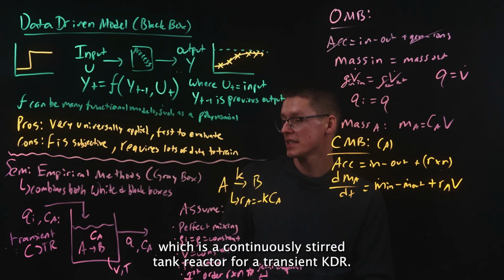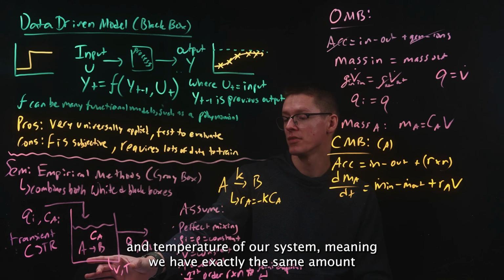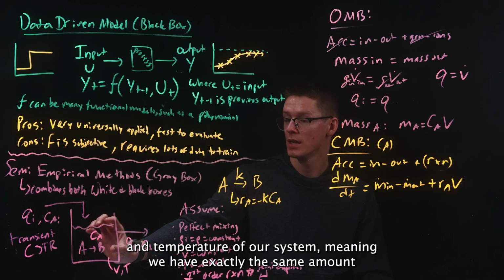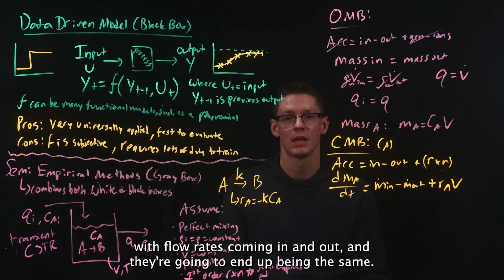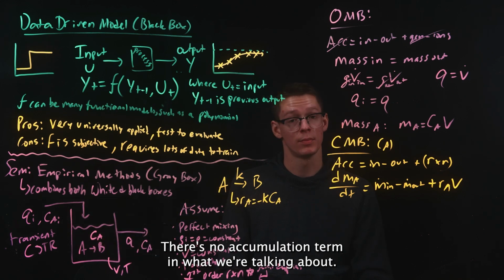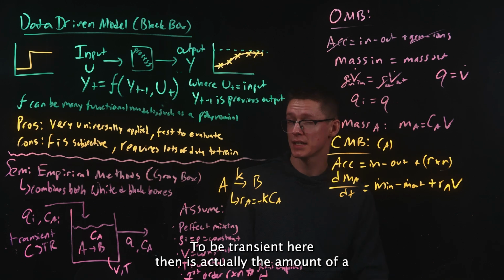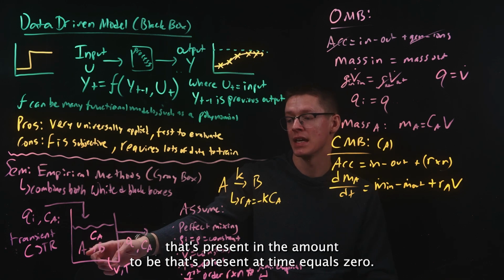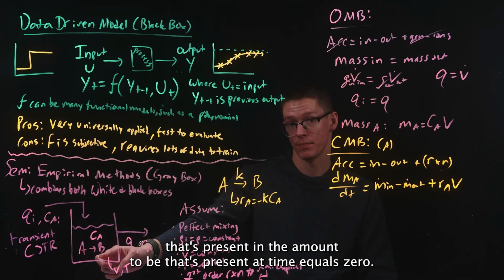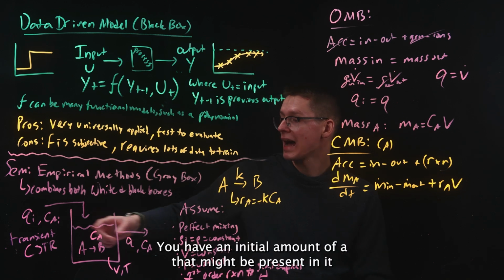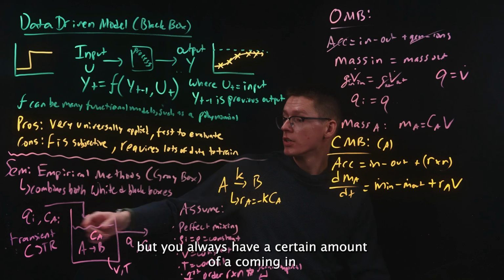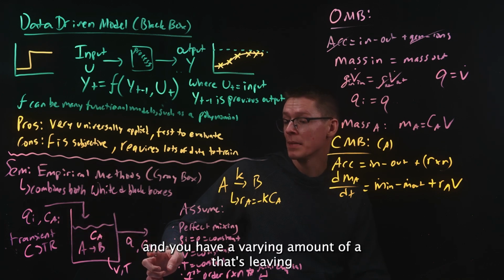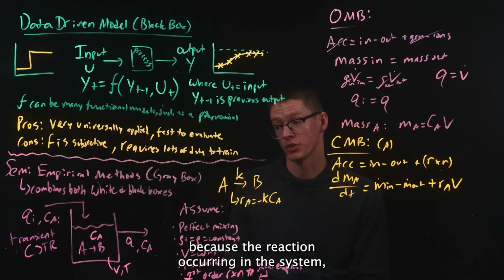For our transient CSTR, we're going to assume that we have constant volume and temperature of our system, meaning we have exactly the same amount with flow rates coming in and out, and they're going to end up being the same. There's no accumulation term, and what we're talking about to be transient here then is actually the amount of A that's present and the amount of B that's present. At time equals 0, you have an initial amount of A that might be present, and it might actually be none. But you always have a certain amount of A coming in, and you have a varying amount of A that's leaving because of the reaction occurring in the system.